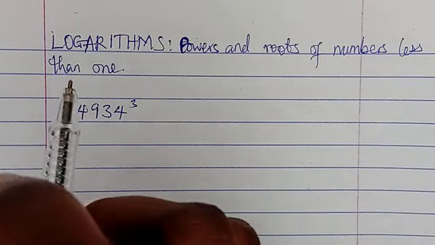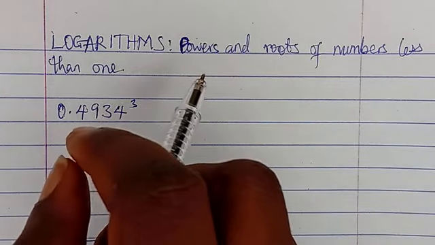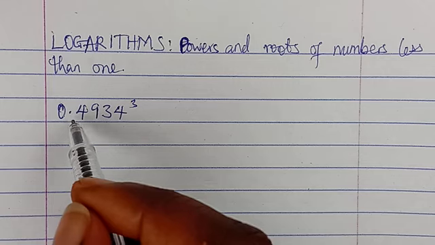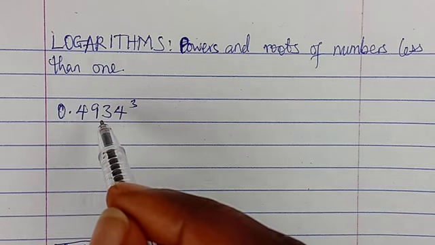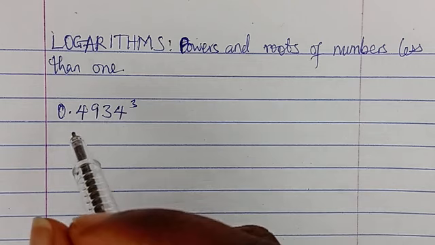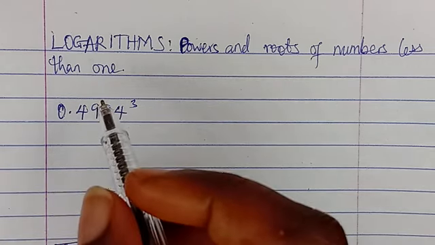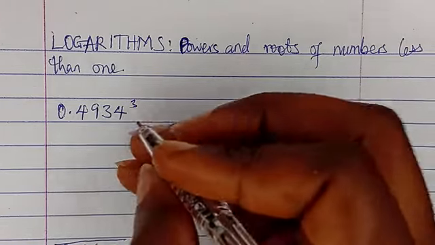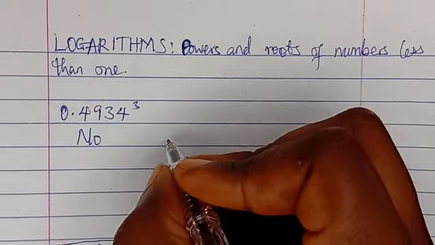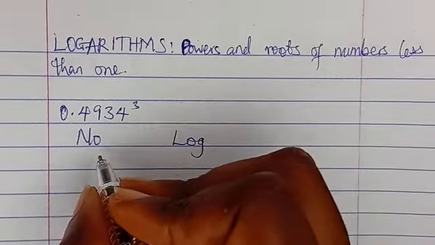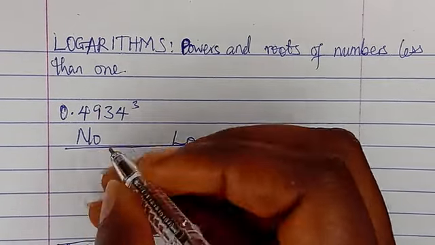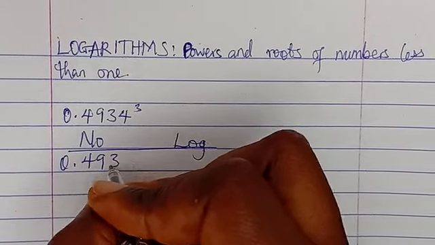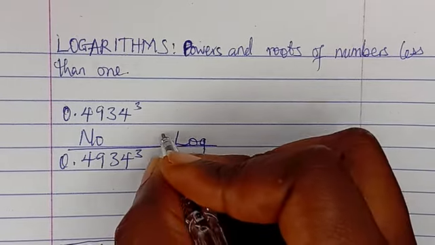In this video, we shall be doing logarithm of numbers less than 1, and we will focus on powers and roots. Okay, so we have this first example, 0.4934 raised to power 3. So we'll be using logarithm table to solve this expression. So as usual, we have number and we have our logarithm. And then we write the number on the number side, 4934 raised to power 3.